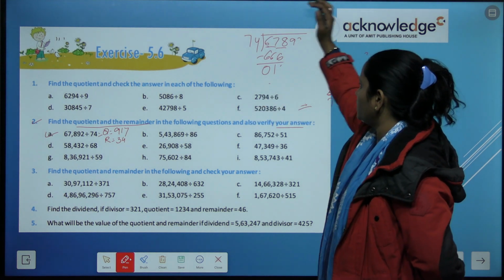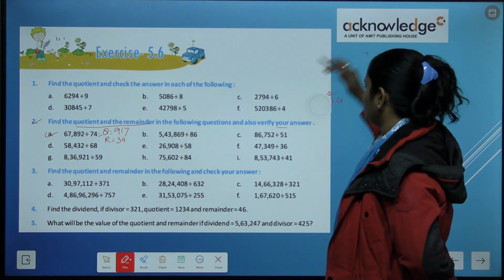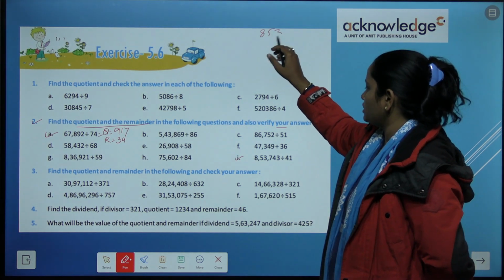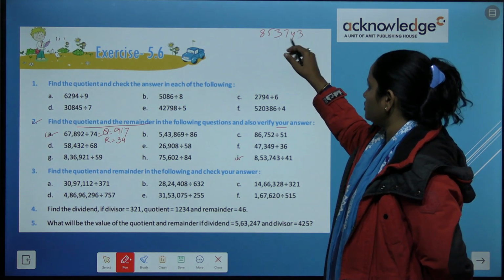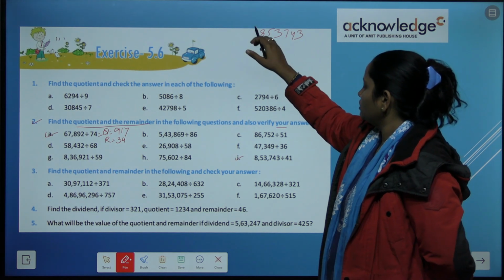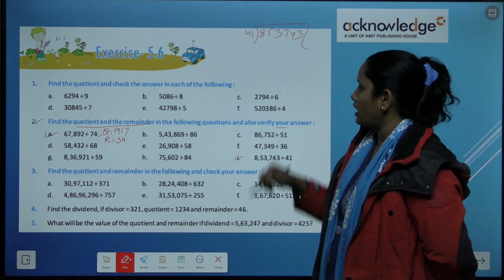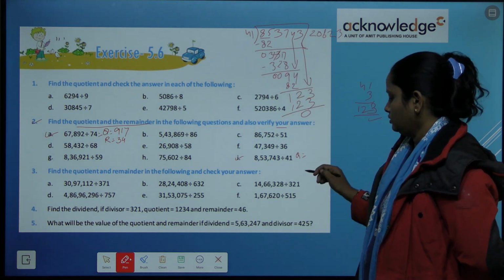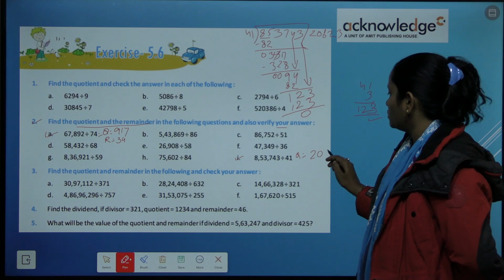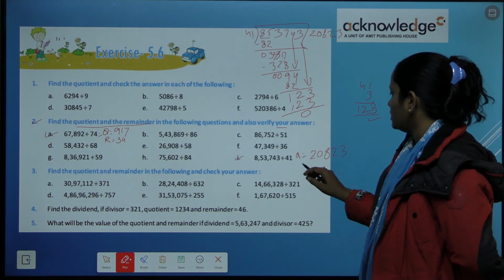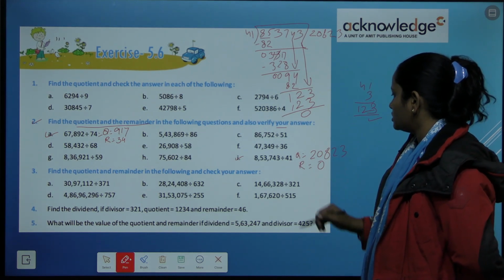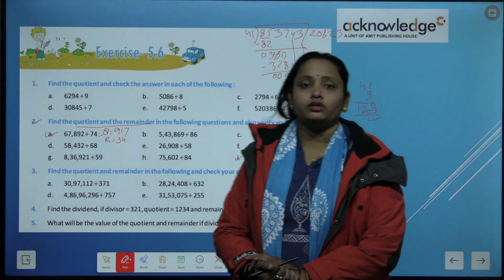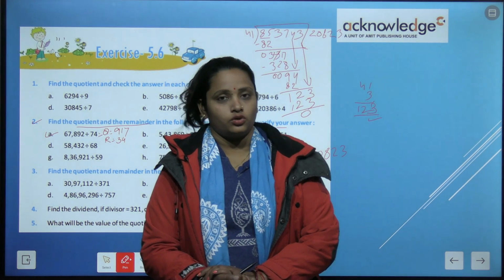I hope this is clear. Now let's move on to another question. Let's do this I part. 853743 is divided by 41. So here the quotient is 20823 and the remainder is 0. I hope this is clear. Similarly, you have to do the rest questions of this part on your own.